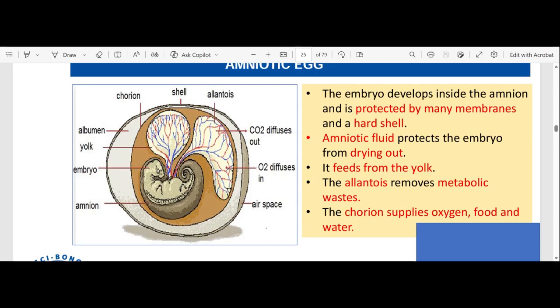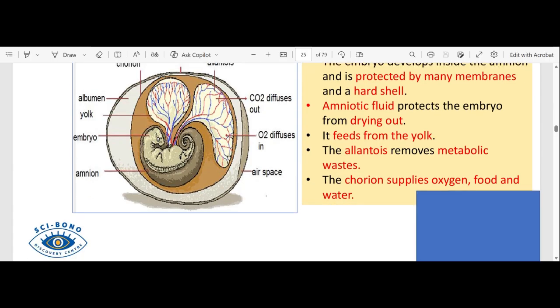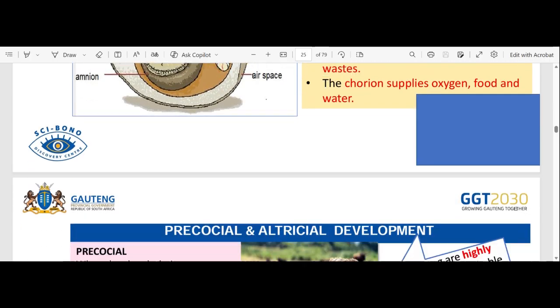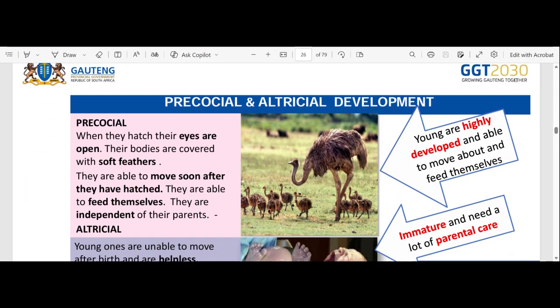Okay, let's continue. I've already explained most of the points that are here, so we won't go through them. Let's go to precocial and altricial development. But before we continue, I think we should end here and wait for part two. In part two, I'll continue from here to human reproduction. I'll send part two maybe tomorrow, or I might just upload part two today.